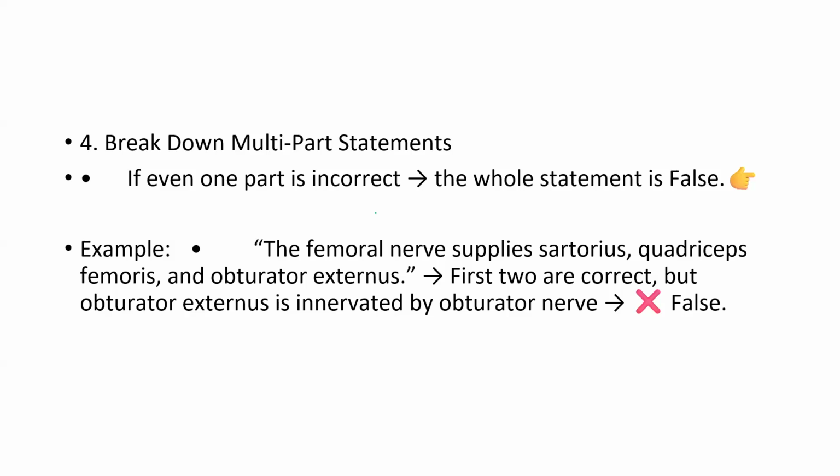The first two are correct. Okay, so these two are correct, but obturator externus is innervated by the obturator nerve. So this half is false. So what do we have to do? Then that is completely false, so you have to take it as false.